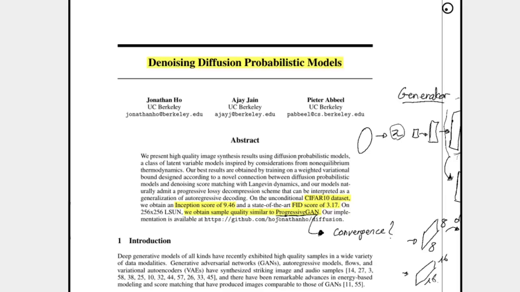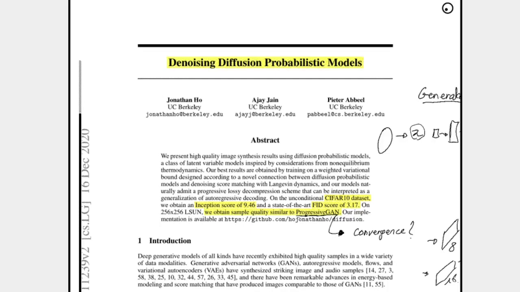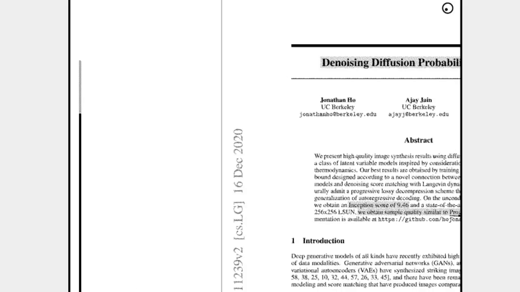So here they claim they have an inception score of 9.46 with a FID of 3.17. So let me quickly go back to these notions of inception score and FID. So what is the inception score?